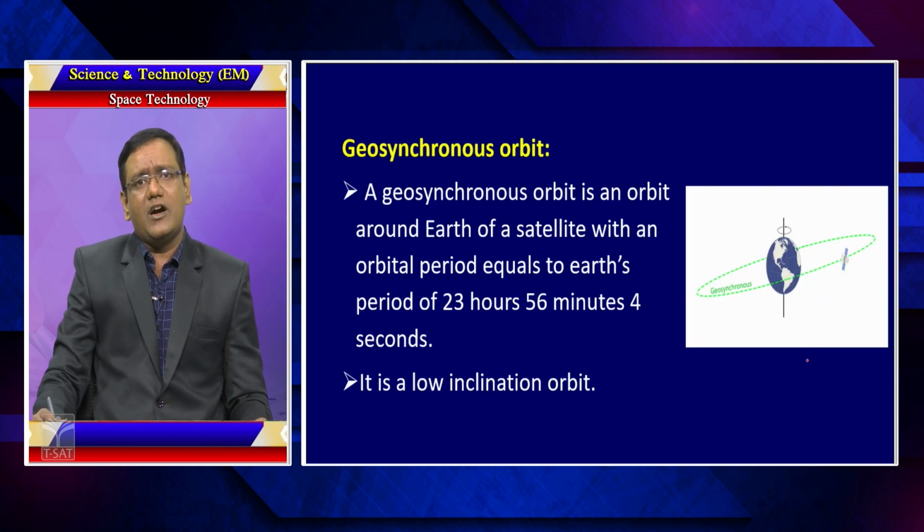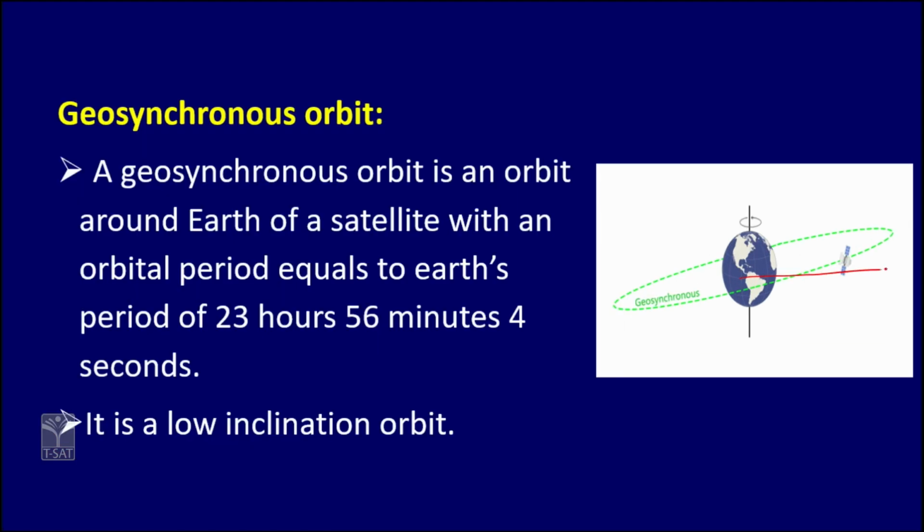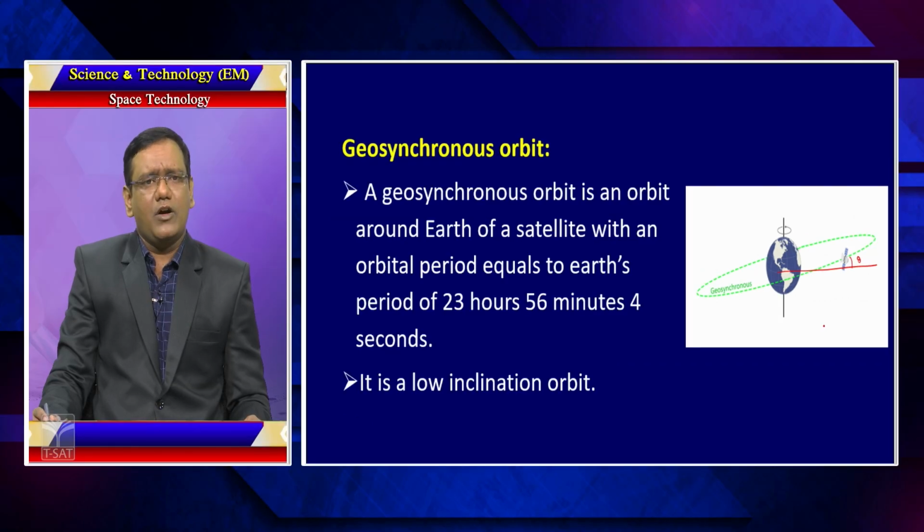A geosynchronous orbit is an orbit around the Earth of a satellite with an orbital period equal to the Earth's period of 23 hours, 56 minutes and 4 seconds. It is a low inclination orbit. Low inclination means that it makes some angle here, and this angle is a very low angle. That is why it is called a low inclination orbit.